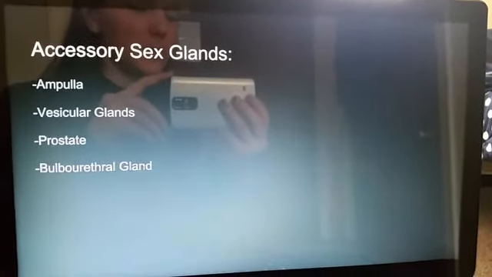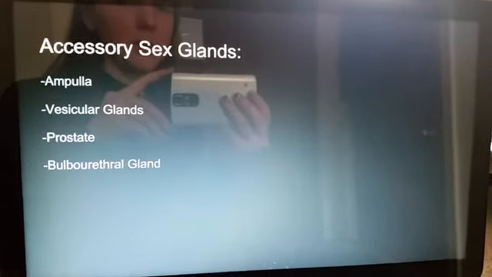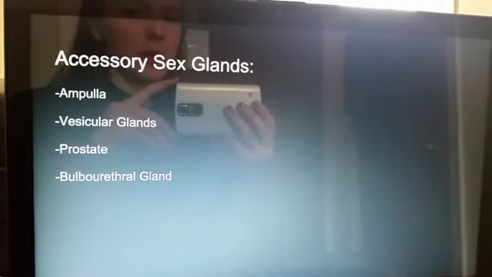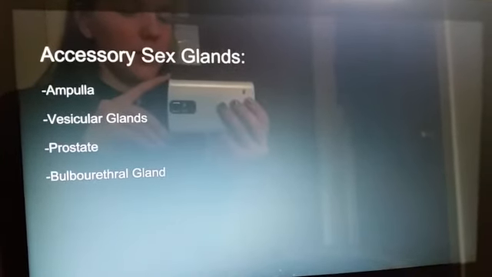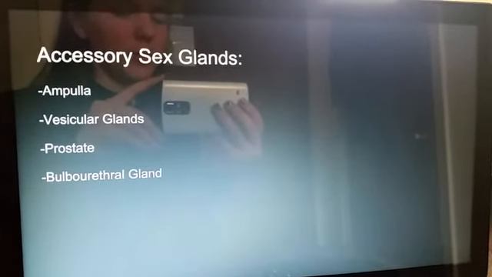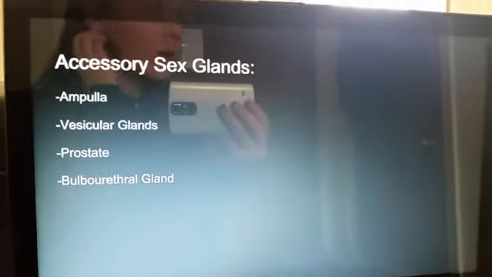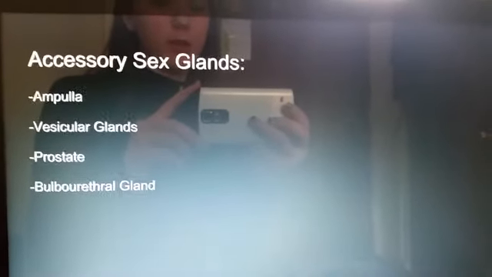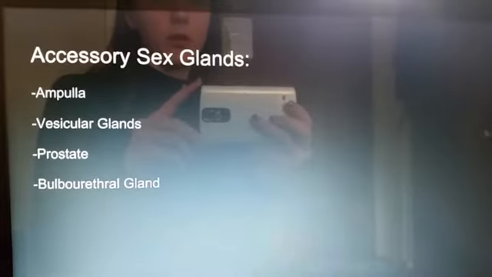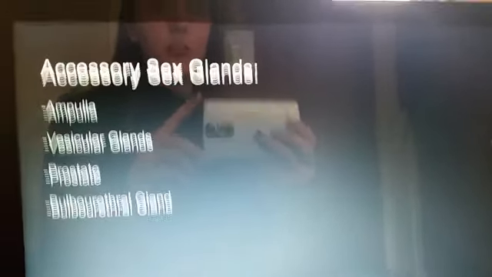There are several accessory sex glands when looking at the male reproductive system, including the ampulla, the vesicular glands, the prostate, and the bulbourethral glands. These glands are important for secreting seminal fluid. The seminal fluid secreted by these sex glands includes many nutrients and moisture that the sperm need to thrive and survive.